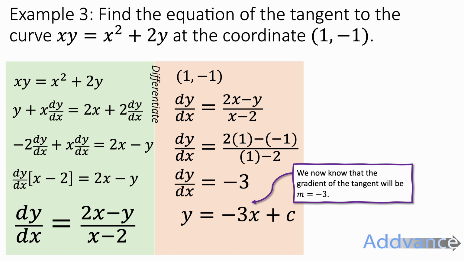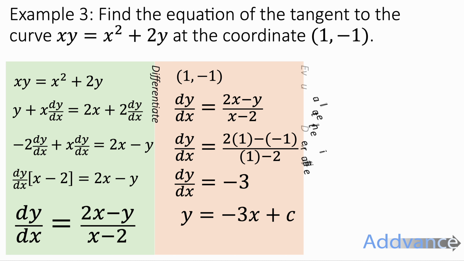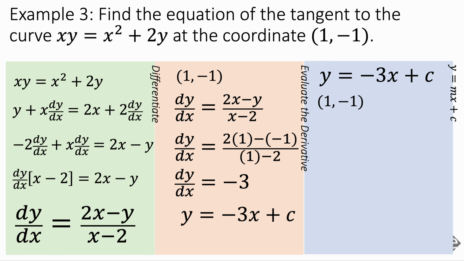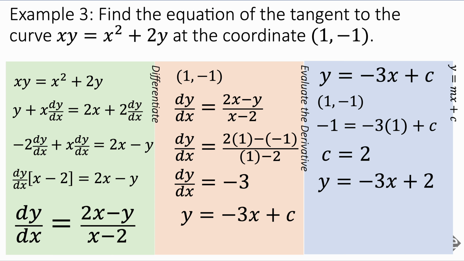And so we get the equation of the tangent must be y equals minus 3x plus c. So we've evaluated the derivative in that orange box there. Now we're just going to find the plus c by substituting in the coordinate, which is x equals 1, y equals minus 1. And that gives c is 2. And so we've got the equation of the line is y equals minus 3x plus 2. And that is the equation of the tangent, and we're done.